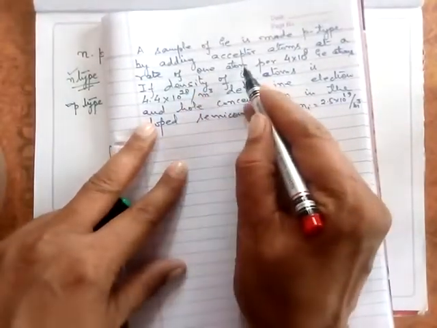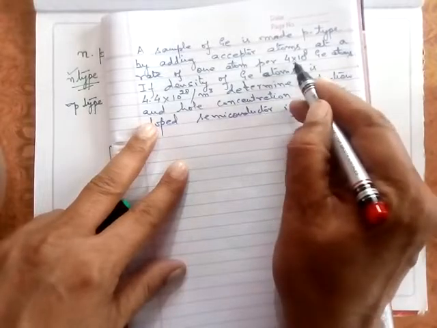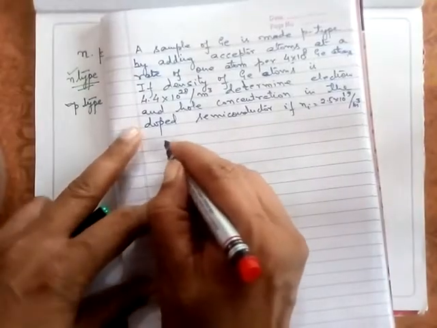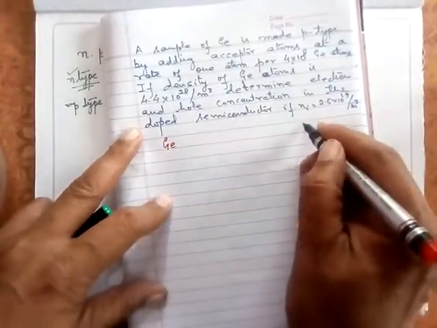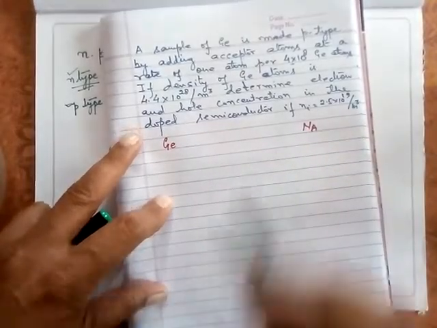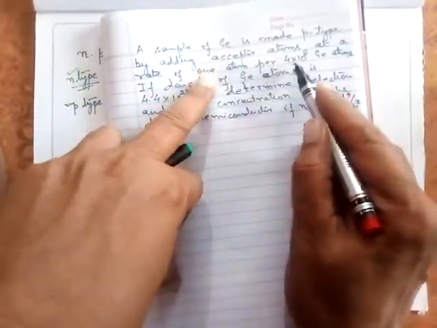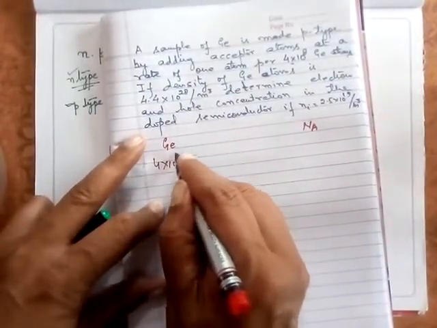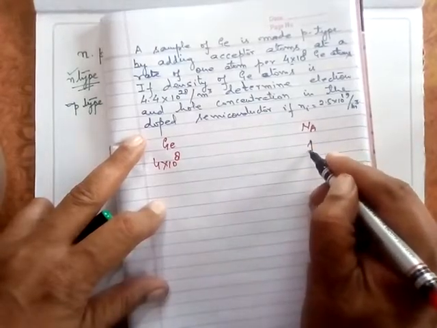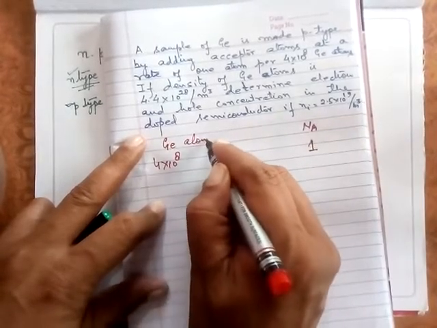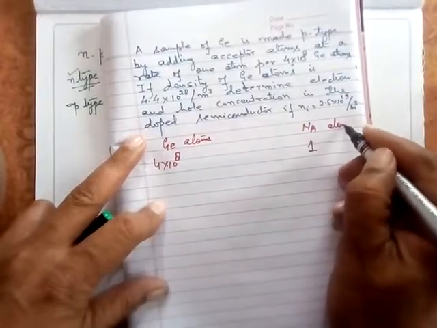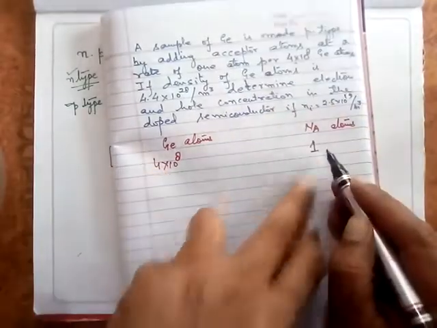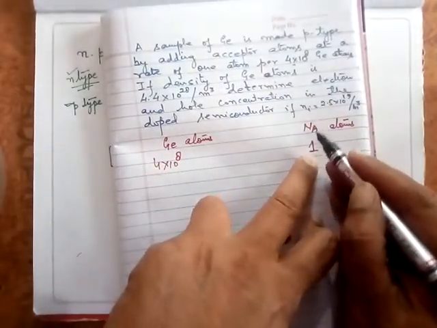At a rate of 1 atom per 10 to the power 8 germanium atoms. That is what it is trying to say: if these are the germanium atoms and this is the acceptor concentration, 1 atom in 4 into 10 to the power 8 germanium atoms. These are germanium atoms and these are the acceptor atoms. In 4 into 10 to the power 8 germanium atoms, 1 atom of acceptor impurity is added.